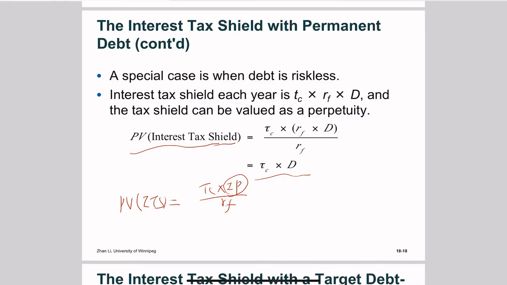So for each year, the interest tax shield is given by corporate tax rate times this interest payment, right? And we know that interest payment is given by interest rate times the amount of debt. And you can see that the interest rate would just cancel out. So this gives you corporate tax rate times D, right?